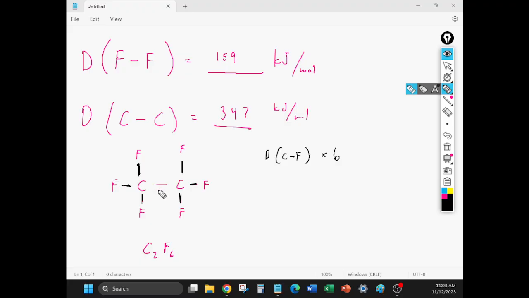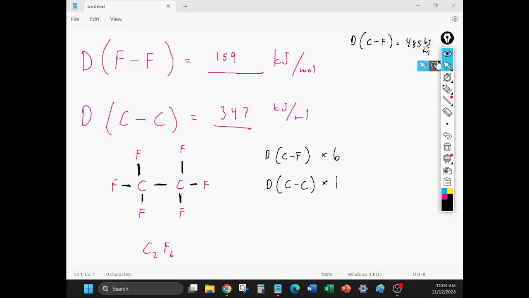And if you look, the other type of bond that we have is the CC single bond, right? So there's going to be a CC single bond. So this molecule is made up of 7 different bonds. You have 6 CF single bonds and 1 CC single bond. Make sense? Okay, so I am going to give you the value of the CF single bond. The CF single bond is going to be 485 kilojoules per mole.